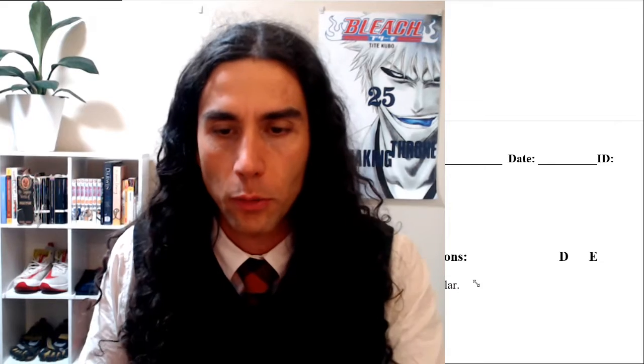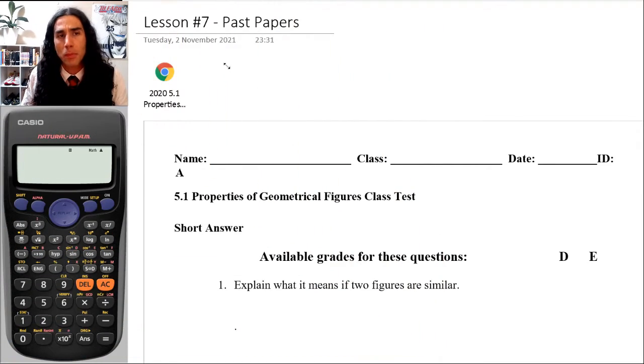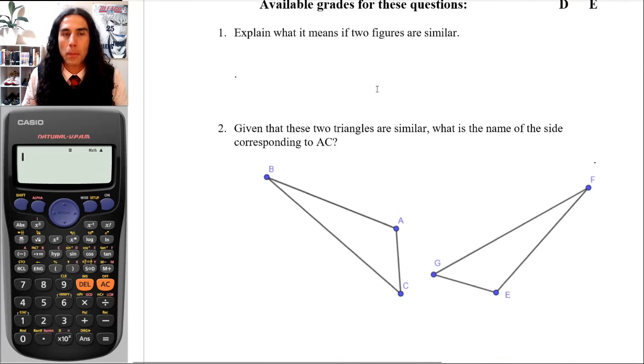Oh, that's where I should start. 5.1, Properties of Geometrical Figures. It's past paper time. This topic, not that much in it, so we can go to past papers. And we've got a selection here. Some are from 2020, some from 2019, some 2018. Bit of a mix. But we start off with the full 2020 paper.